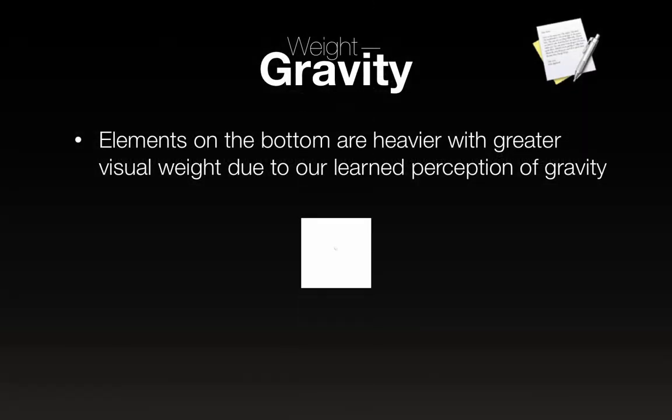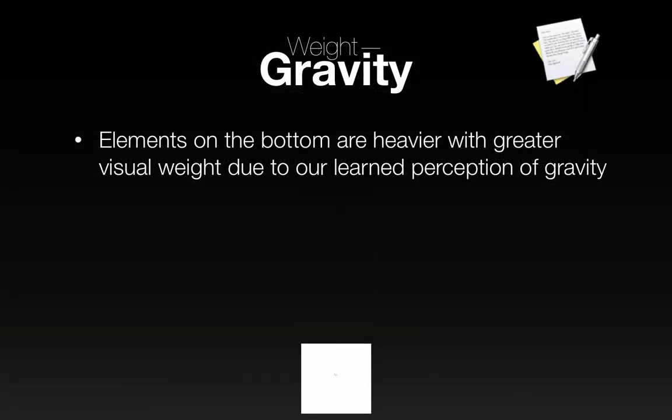Gravity. Elements on the bottom are heavier with greater visual weight due to our learned perception of gravity. If you've got an element at the top, we're going to feel like it's floating. Elements on the bottom feel like they're anchored.